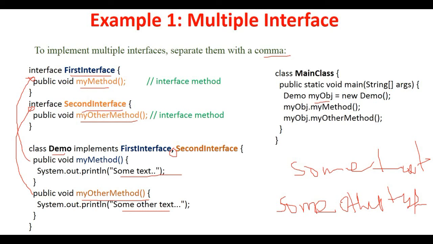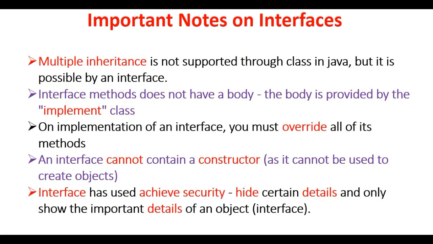So let us see some important notes from this tutorial. Multiple inheritance is not supported through classes in Java, as we discussed in our previous tutorial, but it is possible to have multiple interfaces. So multiple interface is allowed, as we have seen. An interface method does not have any body. The body is provided by the implementing classes.